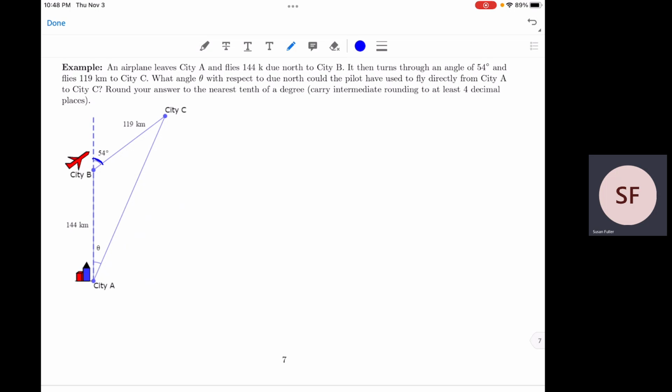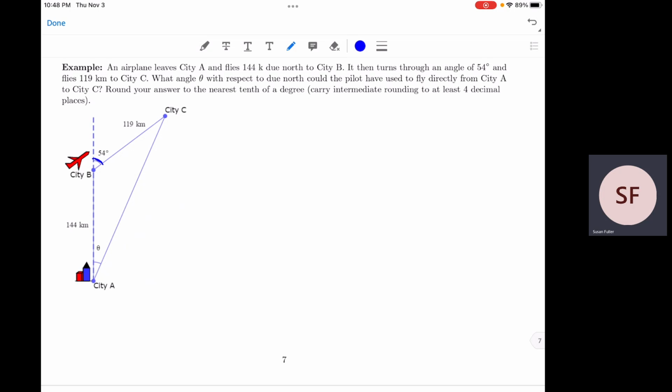What angle theta, with respect to due north, could the pilot have used to fly directly from City A to City C? Round your answer to the nearest tenth, and then any intermediate rounding take to 4 decimal places.